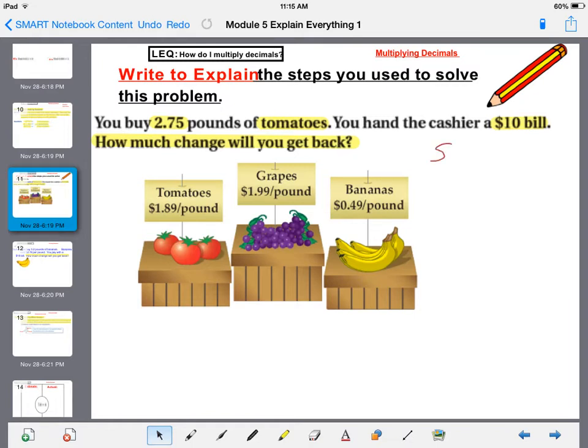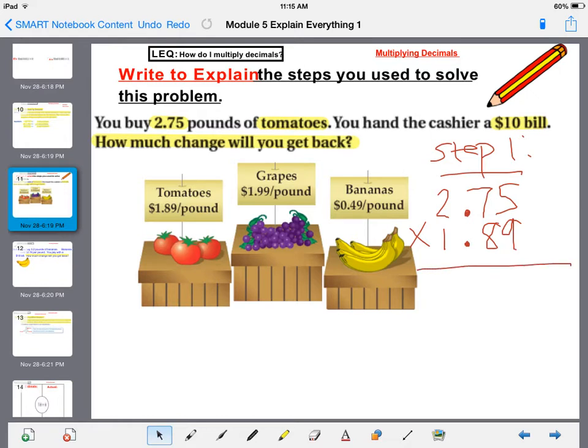My step 1 is if I purchased 2 7/75 pounds of tomatoes and they were at $1.89 a pound, I would multiply 2 7/75 times 1 89/100. Now I'm going to go ahead and multiply these numbers as if they were whole numbers. I'm not going to worry about the decimal point until the end. So 9 times 5 is 45, 9 times 7 is 63, plus 4, 64, 65, 66, 67.